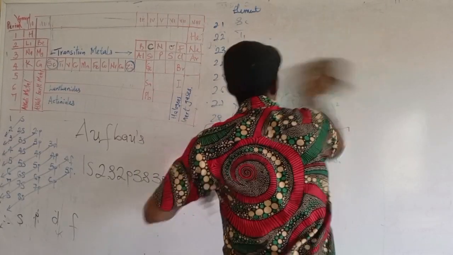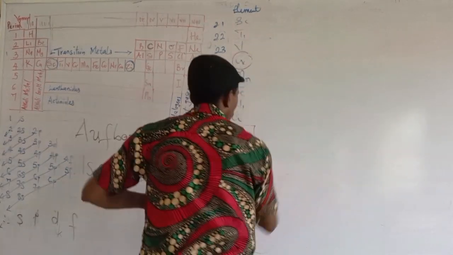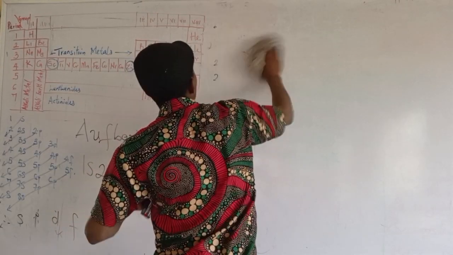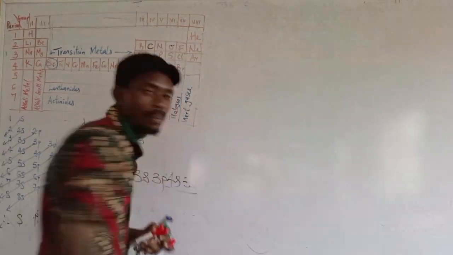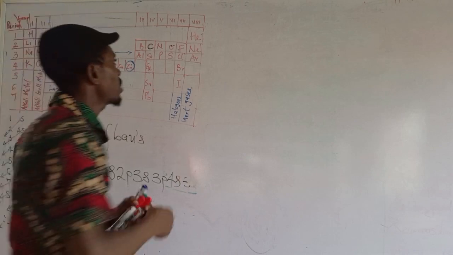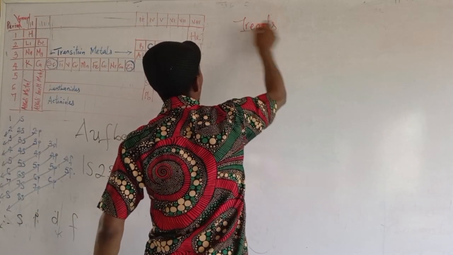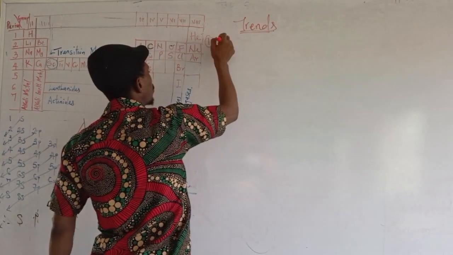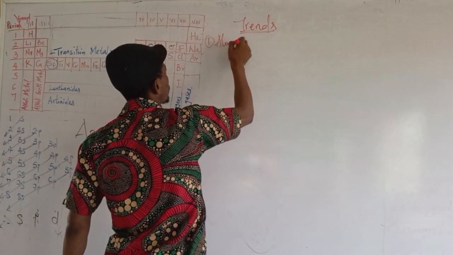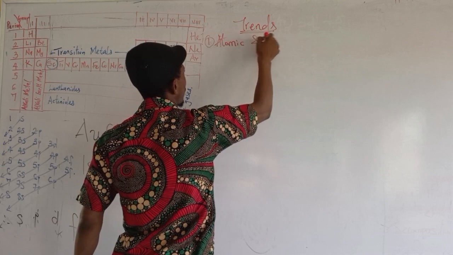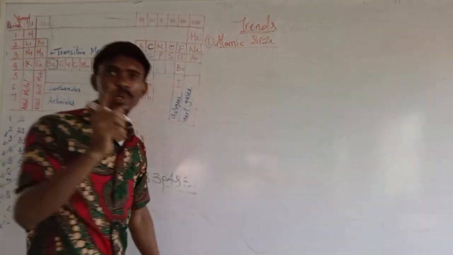Okay, then having said that, let's now quickly look at the families of elements. But prior to that, let's first look at the trends that occur, or the periodicity. The first trend I want to discuss is atomic size, also known as atomic radius. What is the atomic size?